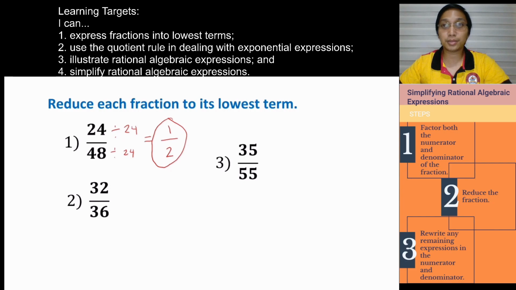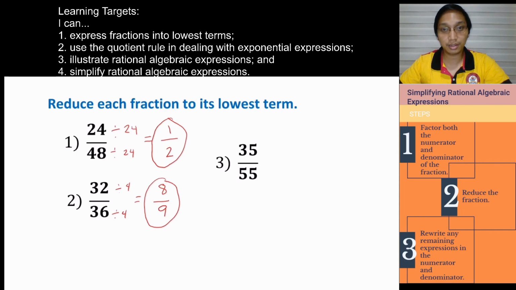Next, how about number 2? What number can divide 32 and 36? Okay, that number will be 4. Divide 32 by 4, we get 8. Divide 36 by 4, we get 9. So the simplest form of 32 over 36 is 8 over 9.